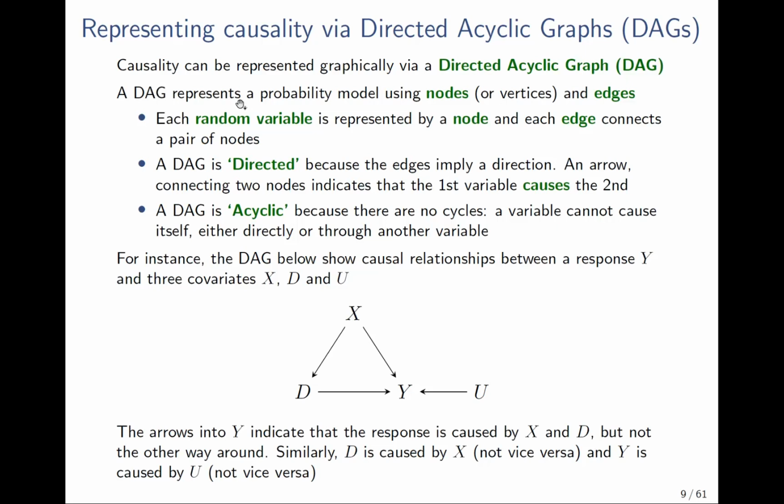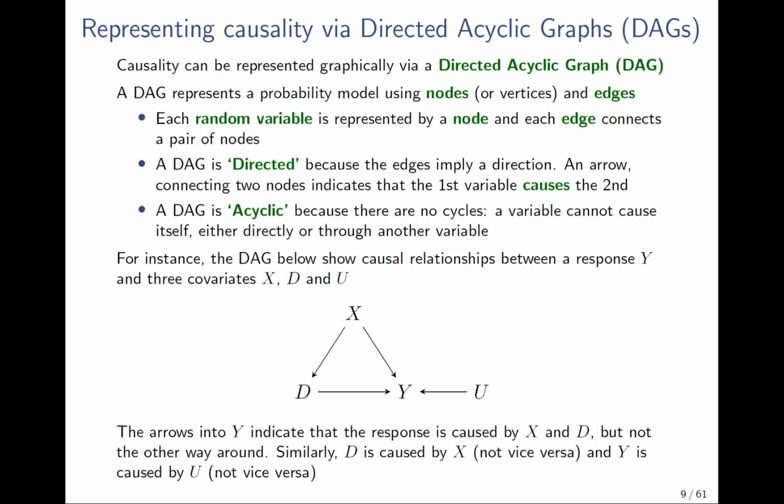And a DAG represents a probability model very, very simply using just a combination of nodes or vertices and edges. So in a DAG, each random variable is represented by a node, and each edge connects a pair of nodes together. The DAG is directed because the edges imply a direction. That is, they're arrows. So an arrow connecting two nodes indicates that the first variable causes the second. And a DAG is acyclic because there are no cycles within the diagram. A variable cannot cause itself either directly or through some other variable.